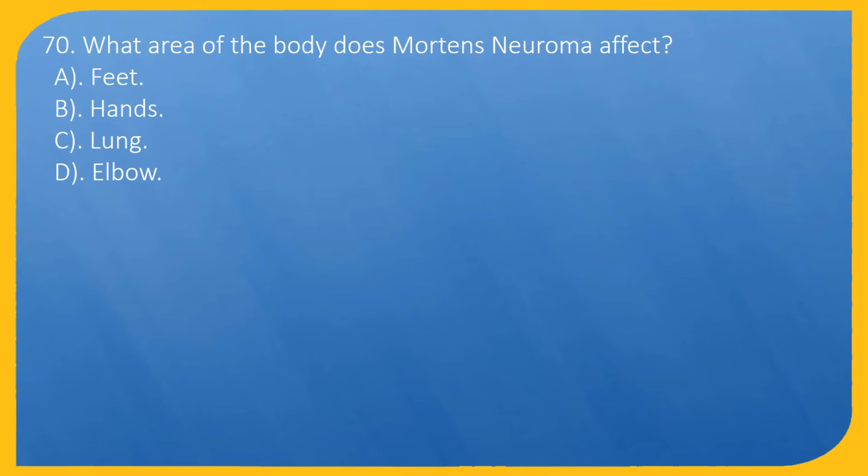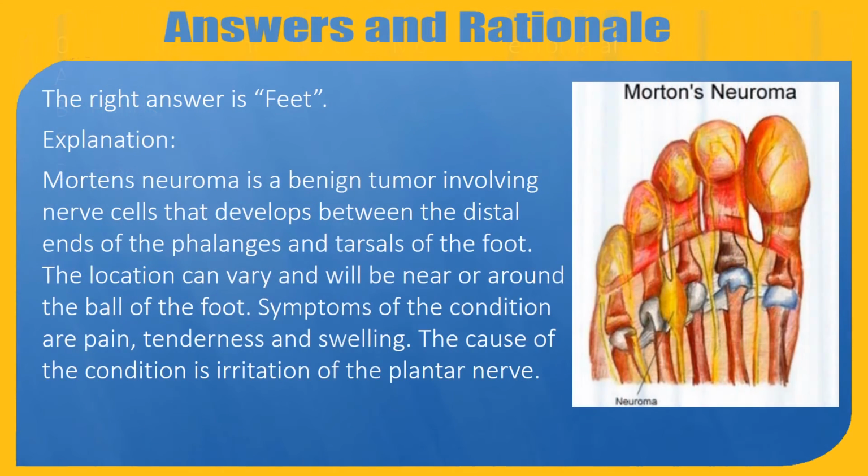What area of the body does Morton's neuroma affect? A. Feet. B. Hands. C. Lung. D. Elbow. The right answer is feet.